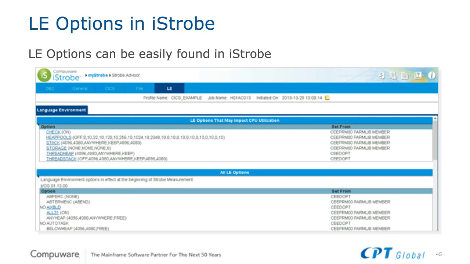So for you to get that data, you had to rerun the program, or I think it's RPT, OPT, to get those options. And actually, when you do a Strobe measurement, we collect that information in iStrobe. Of course, this is iStrobe only.